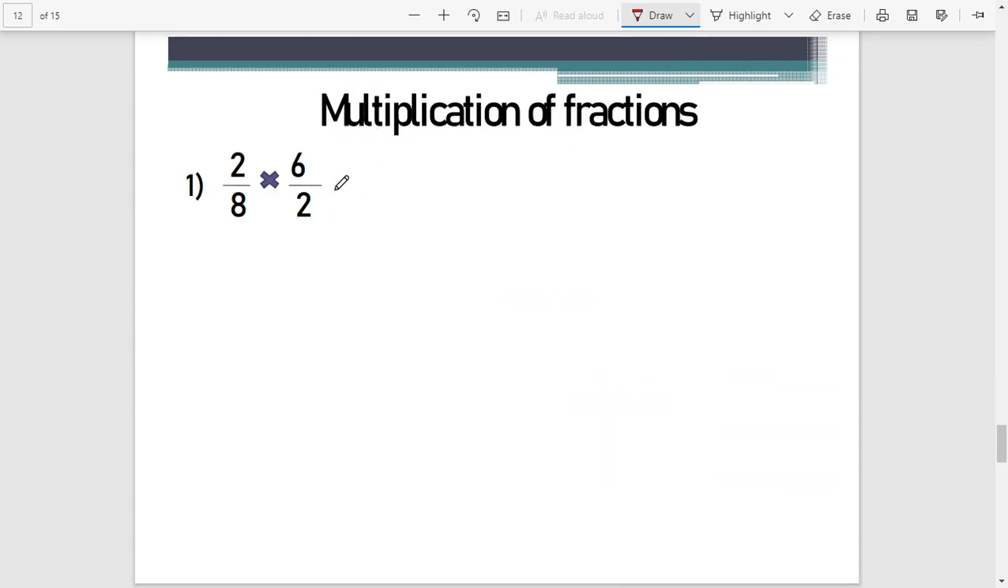Now multiplication. Multiplication is easier. The denominators are 8 and 2. We will multiply them. 8 2s are 16. We will write 16 in the denominator, and 6 2s are 12. Now we will make it into the lowest form. Again we will cut, 2 3s are 6, 2 4s are 8. So 3 upon 4 is the right answer. Multiplication of fractions is simple.